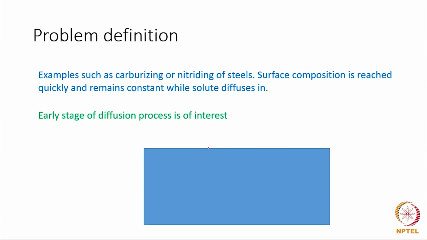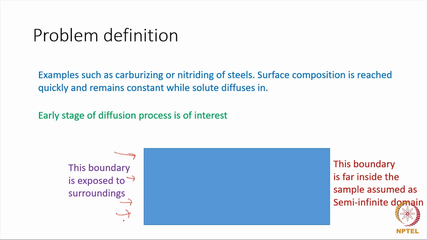So this is the domain, and we draw it a bit longish because we say it's a one dimensional domain, and on the left hand side is the boundary that is exposed to the surroundings, which means that's where the carburizing or nitriding is happening. The flux is actually coming into the domain from that side, and on the other side the boundary is far inside the sample, which means that it's a very thick steel sample, and the domain size is several times the diffusion length, which means that we can assume it to be a semi-infinite domain, which is very important for this solution to be applicable.